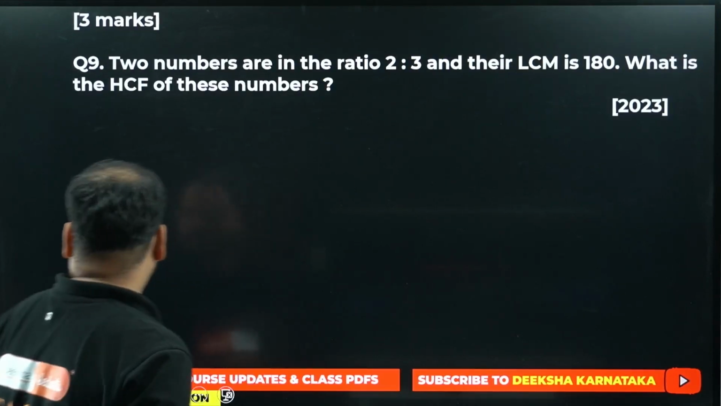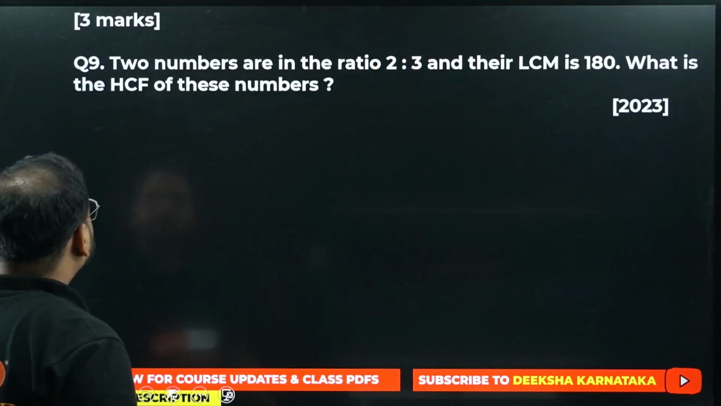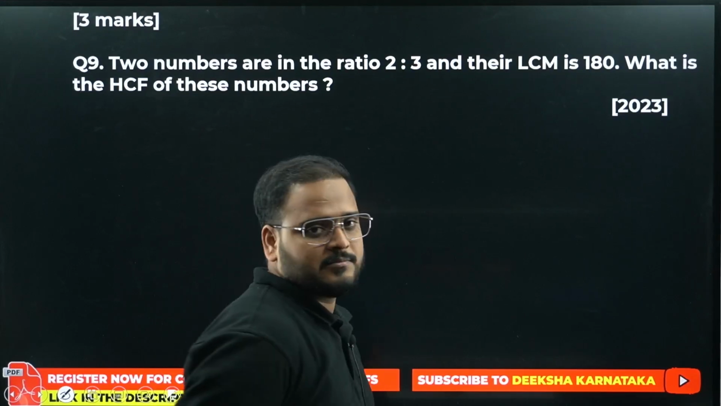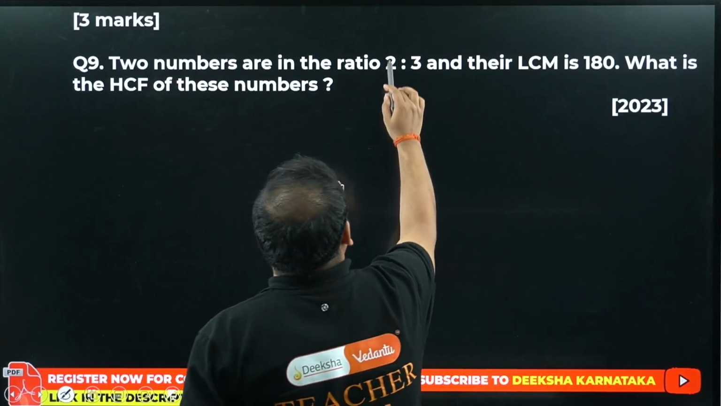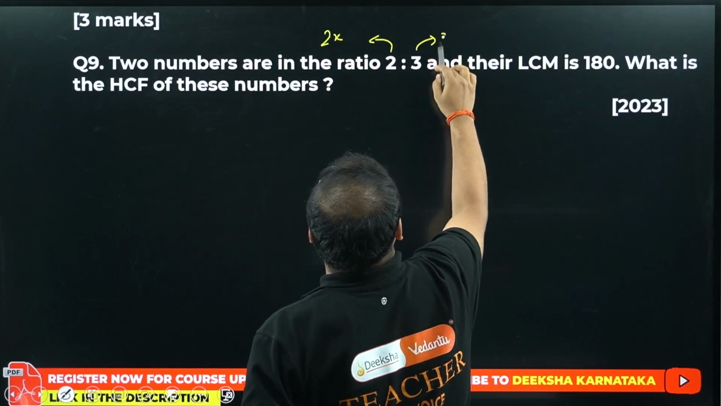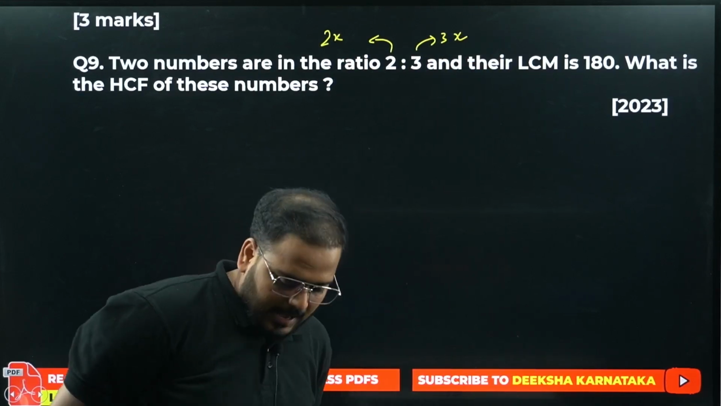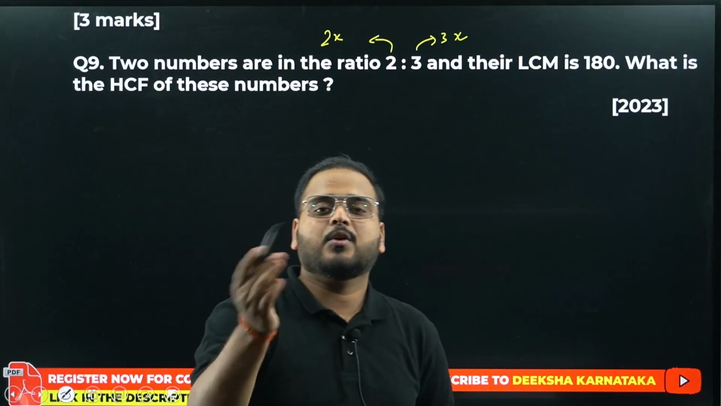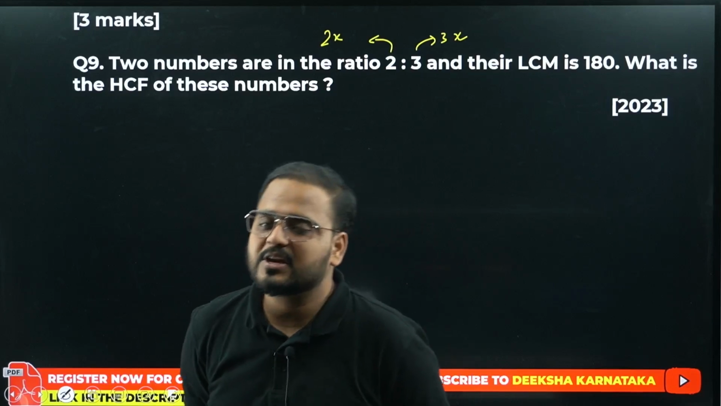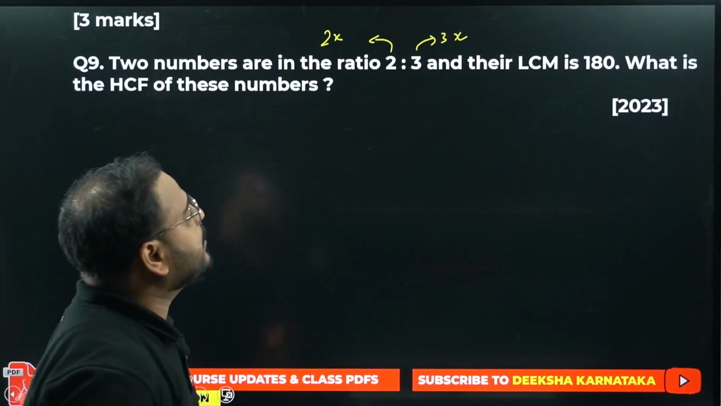Okay, they asked this problem in 2024. 3 marker. 2 numbers are in the ratio 2 to 3. Means first number can be taken as what, bacha? 2x, and the next number can be taken as what, bacha? 3x. Since the ratio is given, I can assume a multiplier x and write the numbers as 2x and 3x. First as 2x, second as 3x, and then LCM is 180.